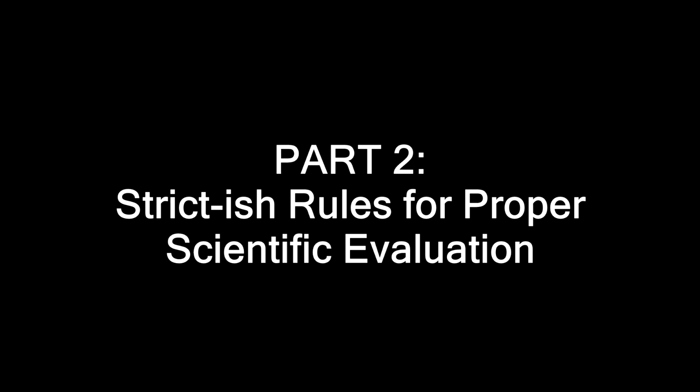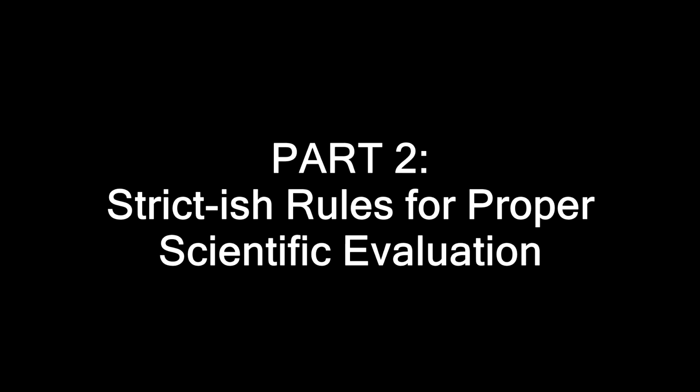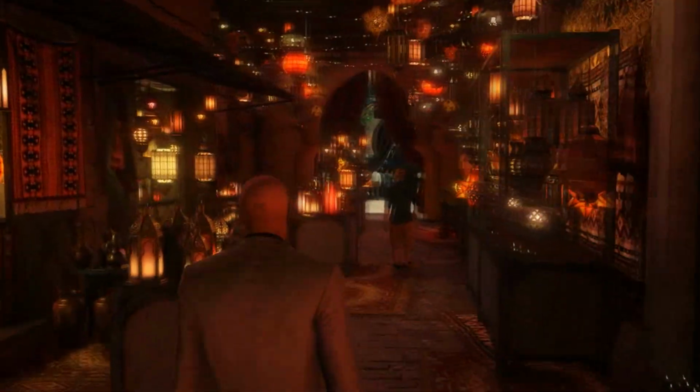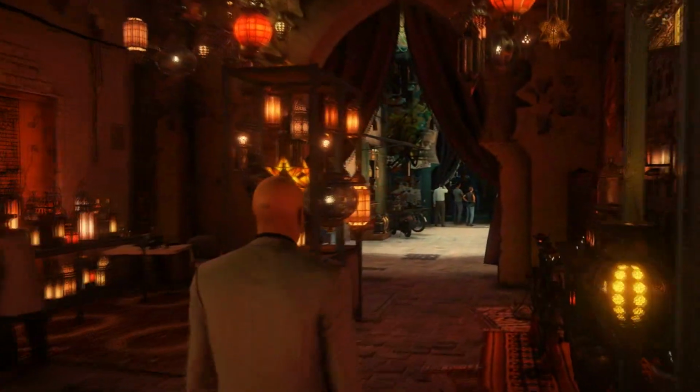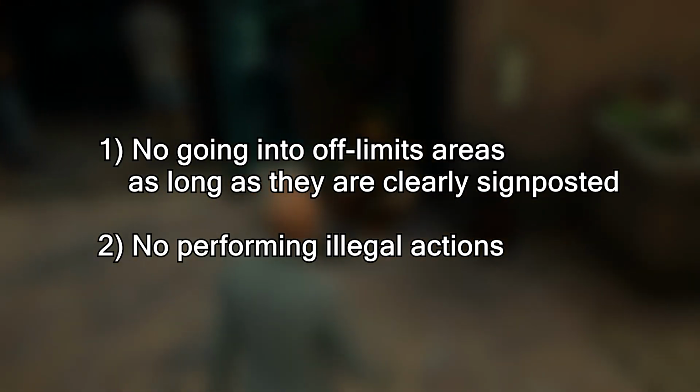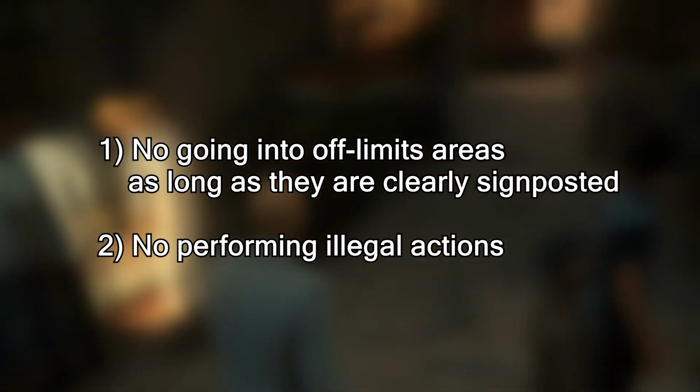Part 2. Strict-ish rules for proper scientific evaluation. In order to make sure that this experiment is fair, not biased, and completely focusing on tourism, I have set myself some specific rules. 1. No going into off-limits areas, as long as they are primarily and clearly signposted. 2. No performing illegal actions. There is an addendum to this rule, however.